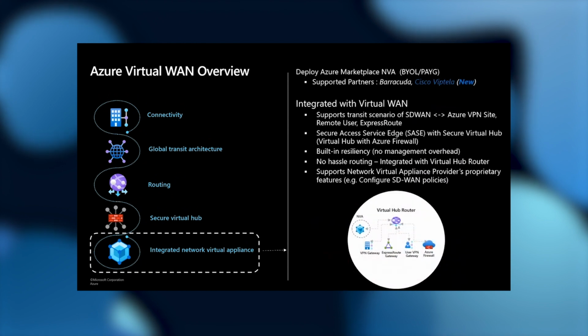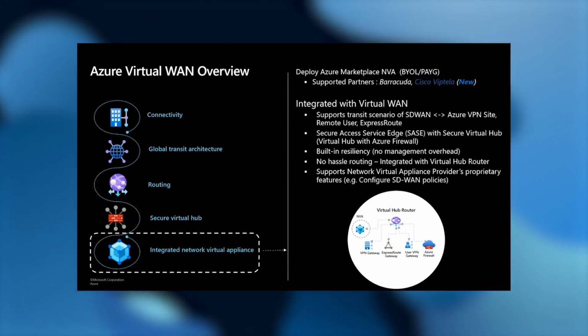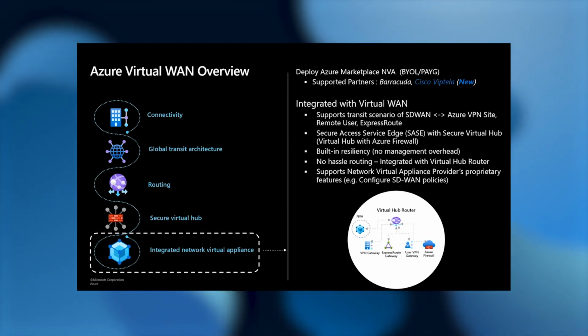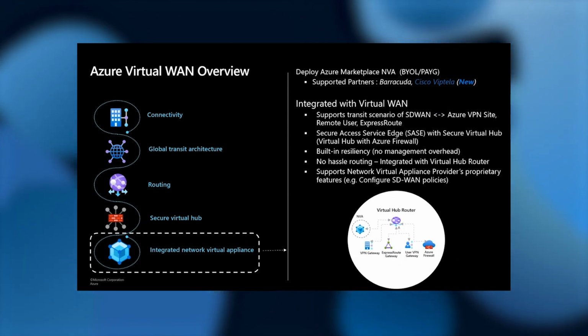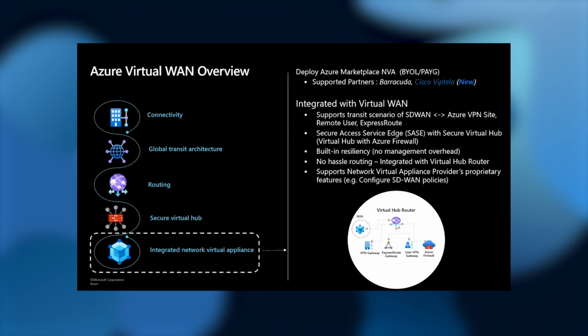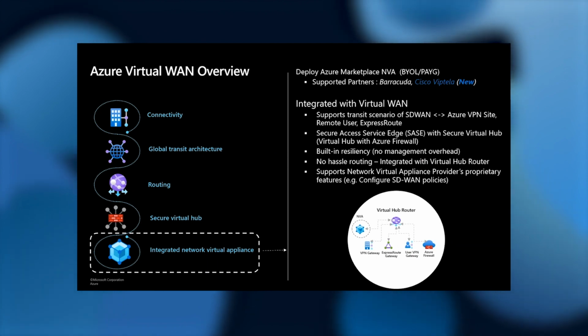The fifth part is the integrated network virtual appliance. Here you have the ability to deploy a marketplace-based appliance inside the virtual WAN hub. And what it gives you is the integration with virtual WAN. All the transit scenarios are supported with the SD-WAN appliances that are deployed in here. So you can connect an SD-WAN branch to, let's say, an ExpressRoute endpoint and so on. There is also the additional capability of SASE, which is Secure Access Service Edge. And this is basically a combo of SD-WAN and security through the Azure Firewall. There is built-in resiliency, so you don't have to deploy your VM NVAs and manage them. This is just built-in, and it just comes with the package.